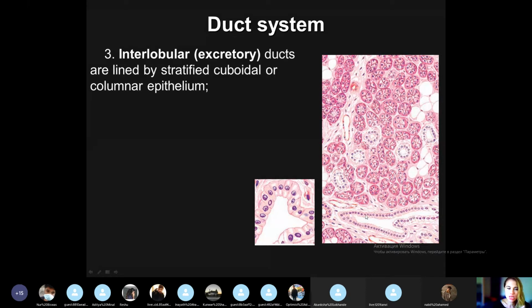So interlobular is the biggest duct, and it opens to the oral cavity, and this duct once again we can find in between the lobes in connective tissue stroma. So here we can see this connective tissue between two lobes, and inside it we can see this large diameter interlobular duct.